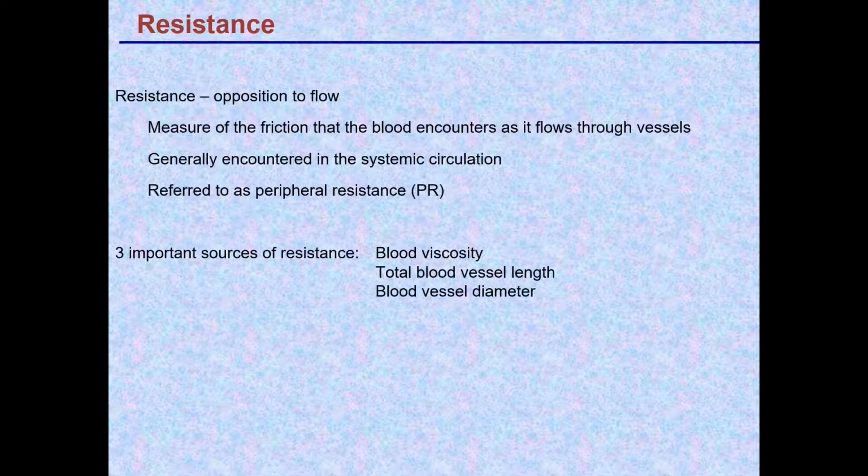Resistance is an important concept to understand. It's the opposition to flow, usually because of the friction that the blood experiences as it flows through that blood vessel. For blood circulation, it's referred to in general as peripheral resistance. There are three important sources of resistance in the blood vessels. One is the thickness of the blood itself. The other is the total length of the blood vessels, and the third is the blood vessel diameter.